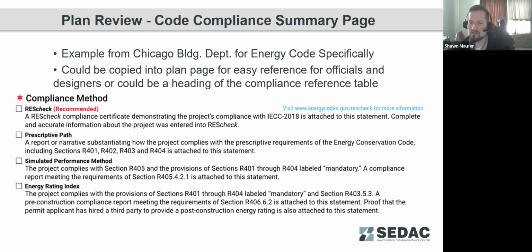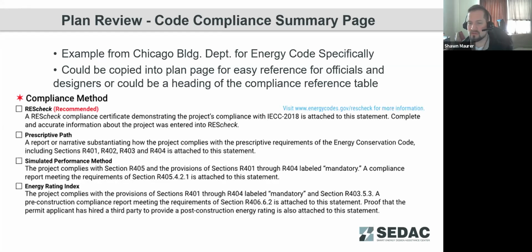One thing we like to check here is that if ResCheck is the selected path, the plan reviewer knows to look for that ResCheck report. So they're not going to be going through all the drawings and everything to find that information. That's all going to be documented in that ResCheck report as far as R values, equipment types, all that information. So that can help save you some time. You can even put the selected compliance method on the title sheet of your drawings. That way you've got a quick reference on the documents that the plan reviewer is going to be looking at to verify compliance.